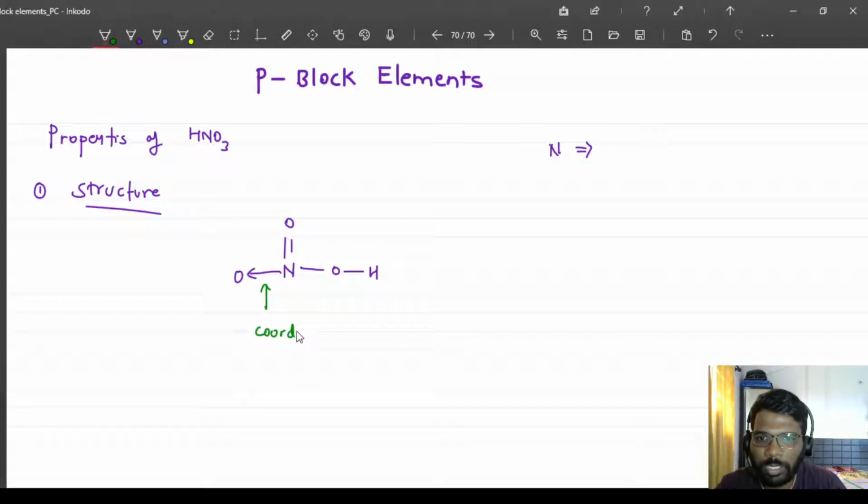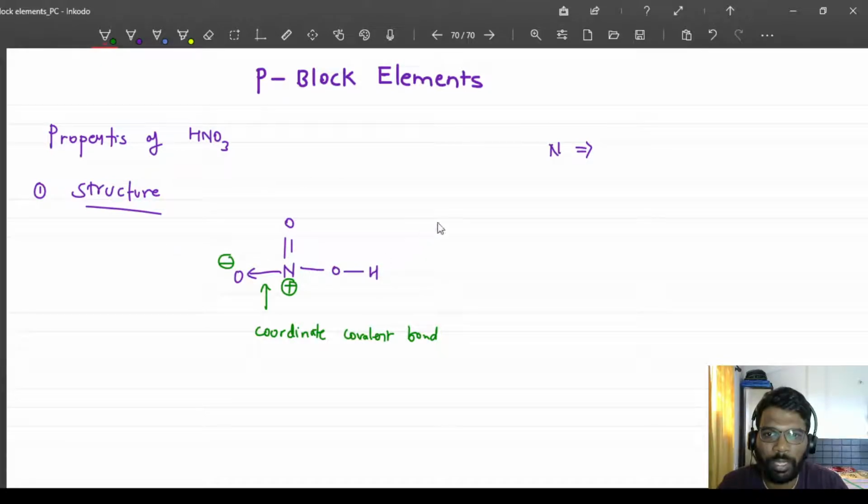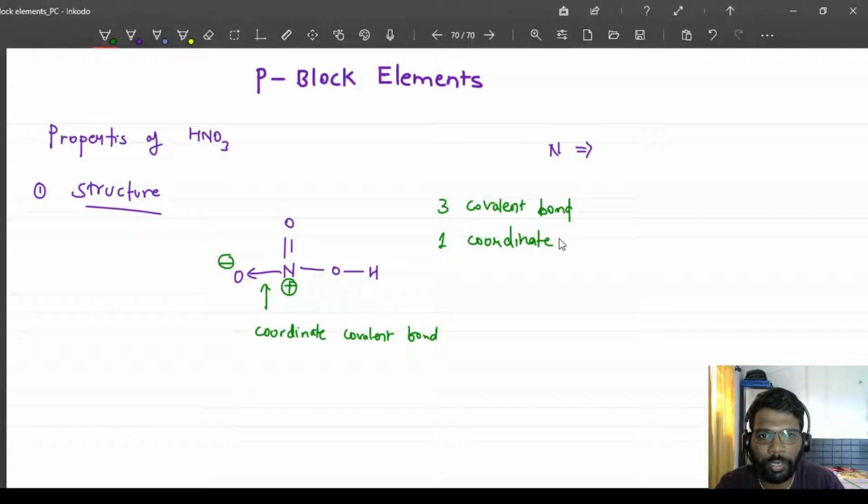In the last lectures I have explained what a coordinate covalent bond is. This is the coordinate covalent bond. The rest of the bonds are covalent bonds. Here there is a negative charge and here there is a positive charge, so the overall compound is neutral. So here there are three covalent bonds: one, two, and three. These are the three covalent bonds, and there is one coordinate covalent bond.